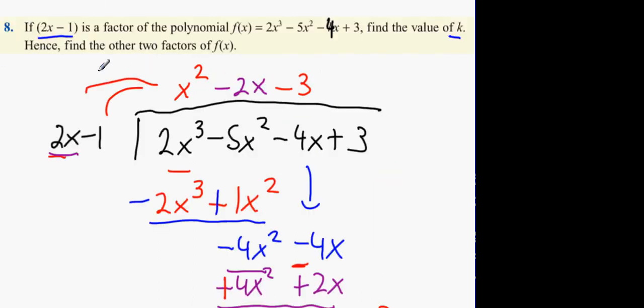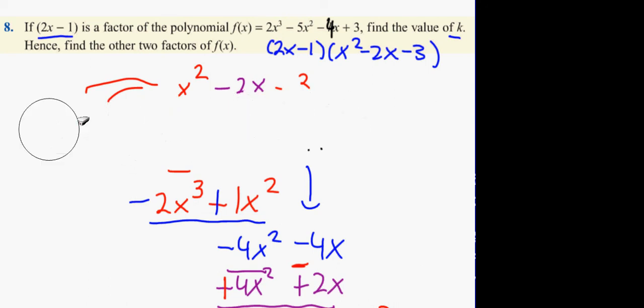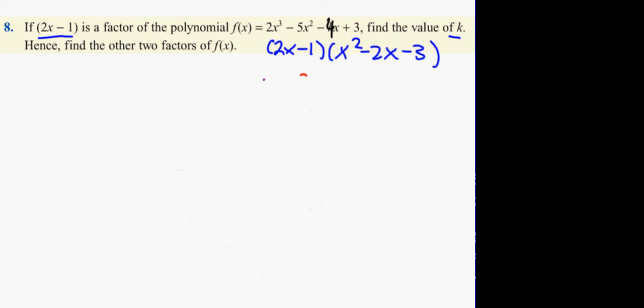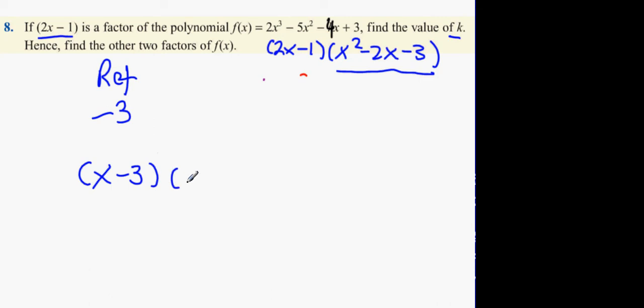You now know that this polynomial here is the same thing as 2x minus 1 multiplied by x squared minus 2x minus 3. It's actually the same thing. Now, the problem with this area is that you haven't found the other two factors yet. The other two factors come from doing the reference number on this part here. The reference number is minus 3, so it's going to be x minus 3, x plus 1, and there's your other two factors. Okay, any questions?